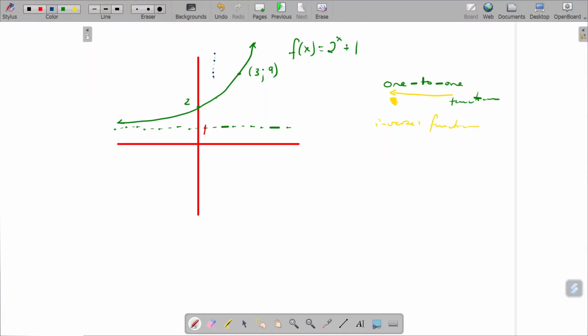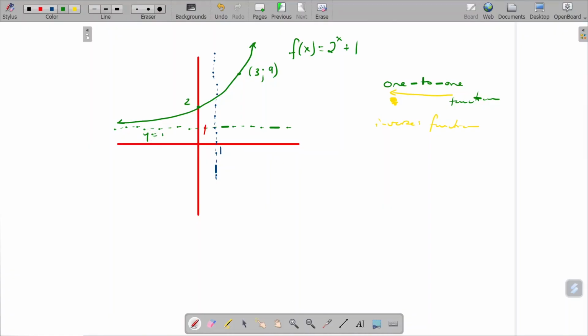Well, if we have a horizontal asymptote going through 1, and I swap that idea around, that means I will now have a vertical asymptote going through 1. Okay, and I'm swapping the idea of the x and the y around. So whereas I had a horizontal asymptote, now I have a vertical asymptote. The equation of that old horizontal asymptote was y equals 1. The equation of this vertical asymptote is x equals 1.